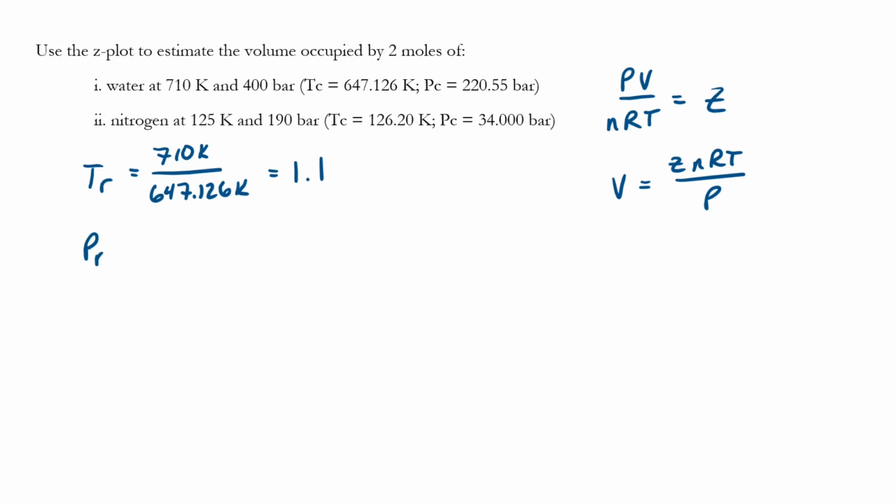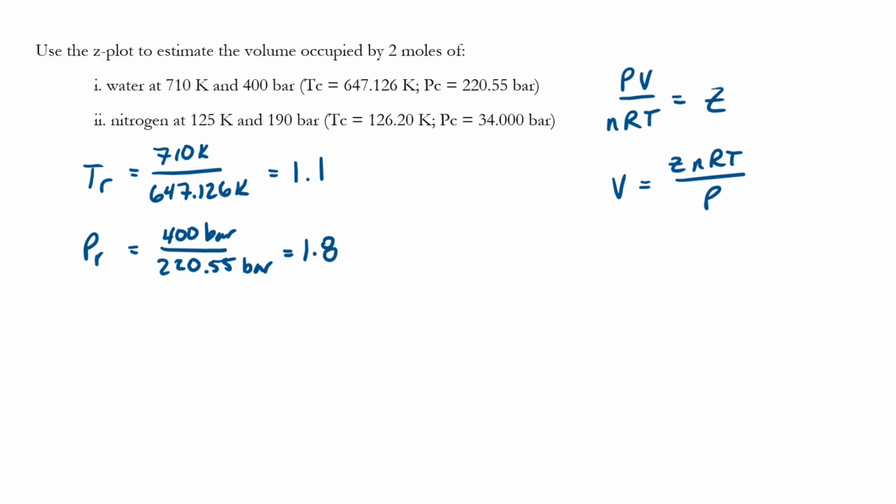And the reduced pressure for water, we'll do the same thing. So 400 bar is the circumstances that we find this water in particular, divided by the critical pressure for water, which is 220.55 bar. And that gives us a number somewhere around 1.8.